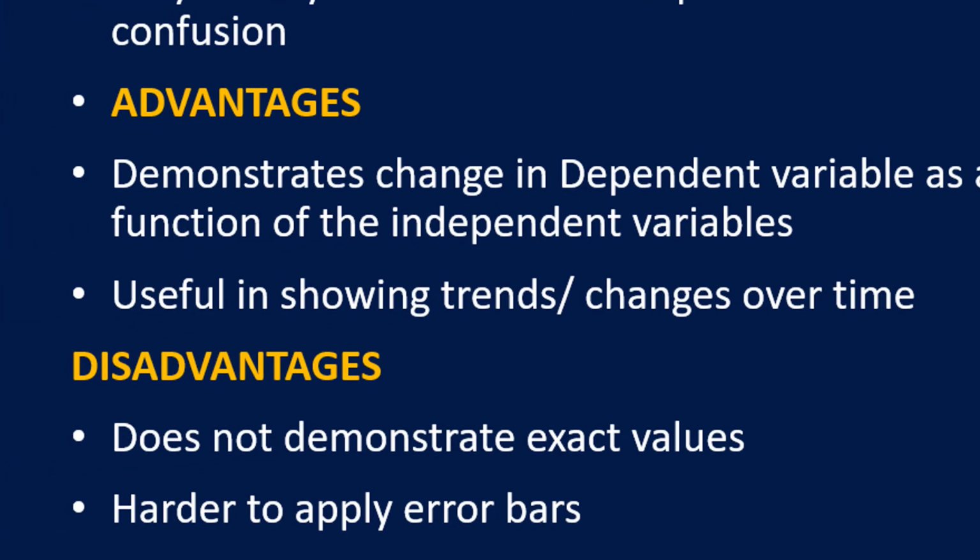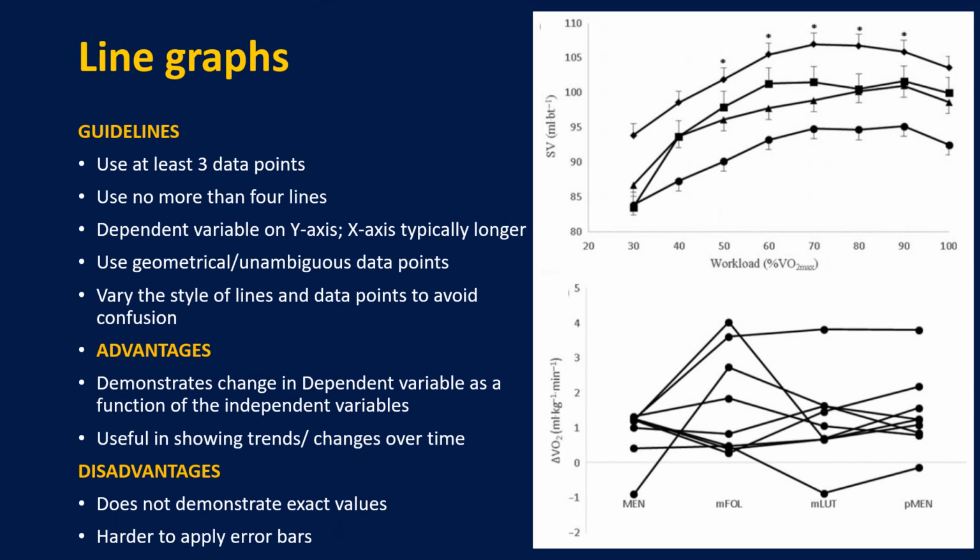The disadvantages, I suppose, is that you don't get exact values with these, because again, yes, the value is on there, but you're asking based on perception. The individual has got to make that interpretation against the y-axis in terms of what that value is. It's generally lined up very neatly against the x-axis because that is your independent variable. So it is difficult to make that interpretation. And it is harder to apply error bars.